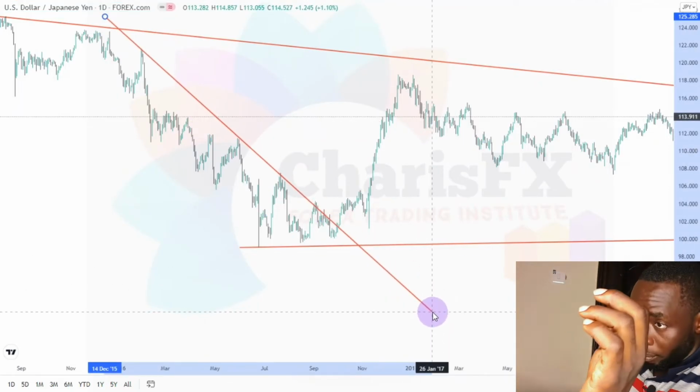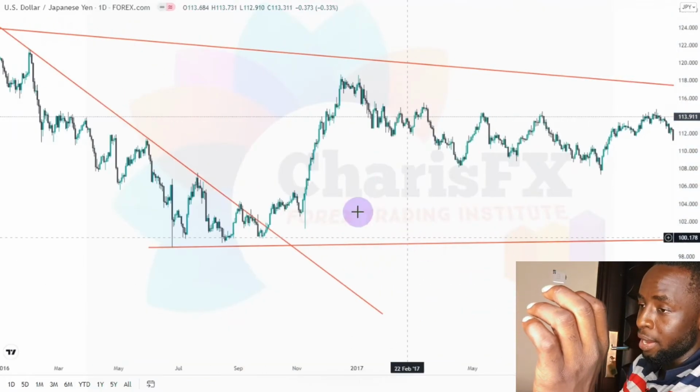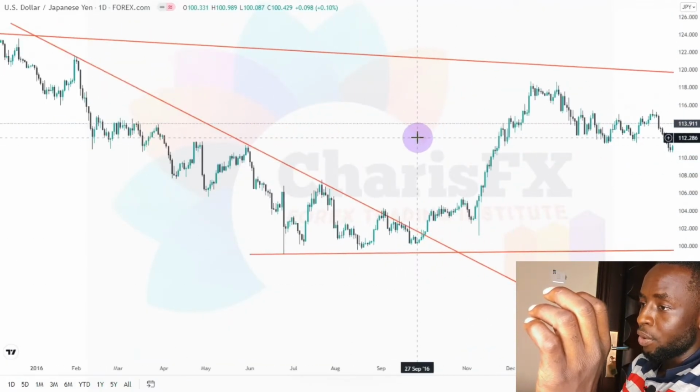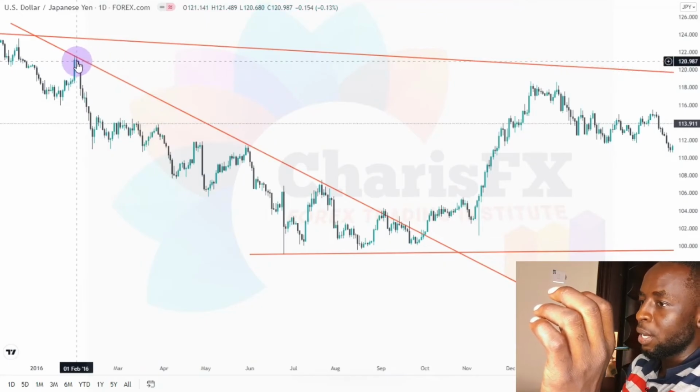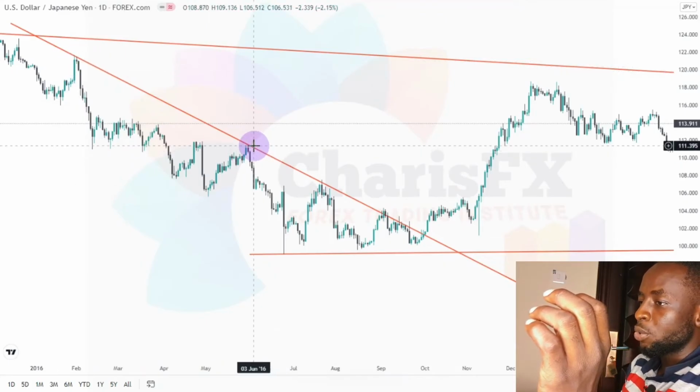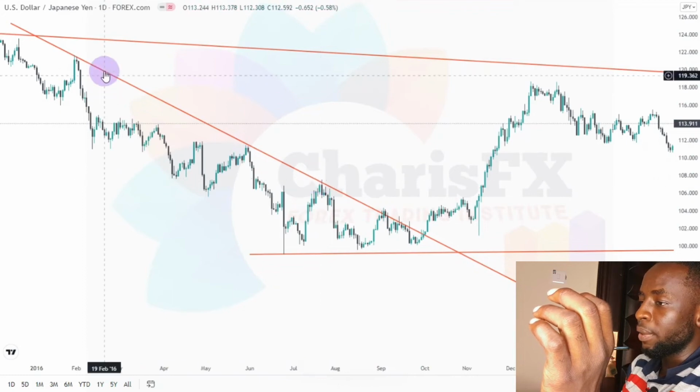So we had the high here, a lower high. We had another one here. We had another one here. So you see, after this it validated this downtrend again. This will have been a shorting opportunity. This will have been another one.